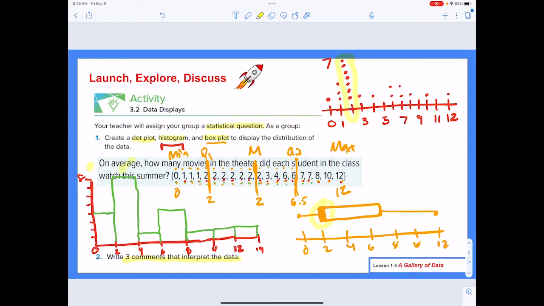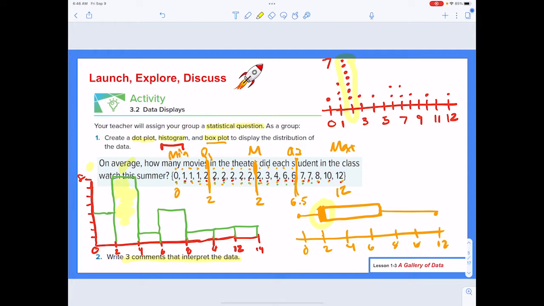We can see how that does it there. Whatever this thing is, so how many movies did students see? We see most people saw about 2 over the summer. And that seems to be what most people did. It's our median. It's where the most are at on all the graphs there.